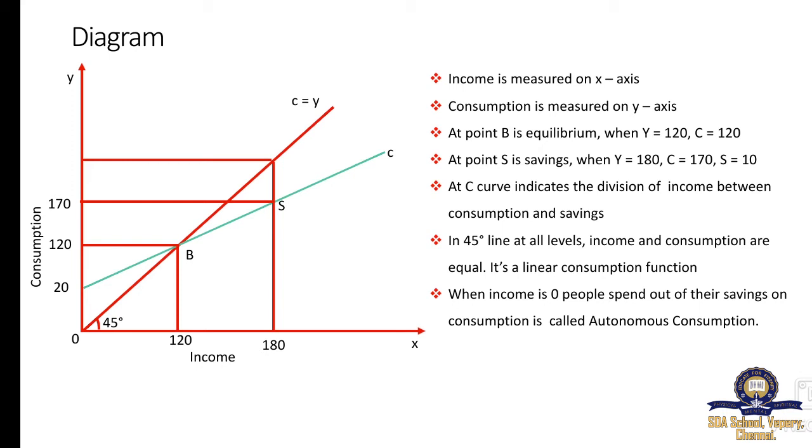S refers to saving. So the saving line has been shown. And sometimes, as I have told, people will consume even when income is zero, maybe out of their saving or from a loan or from borrowing. It is known as autonomous consumption. Autonomous means not dependent on anyone. If you don't have income, you spend from your saving. If you don't have income, you go to the bank, take a loan and spend, make an investment, consume, or buy any property or any goods. It's called autonomous consumption.